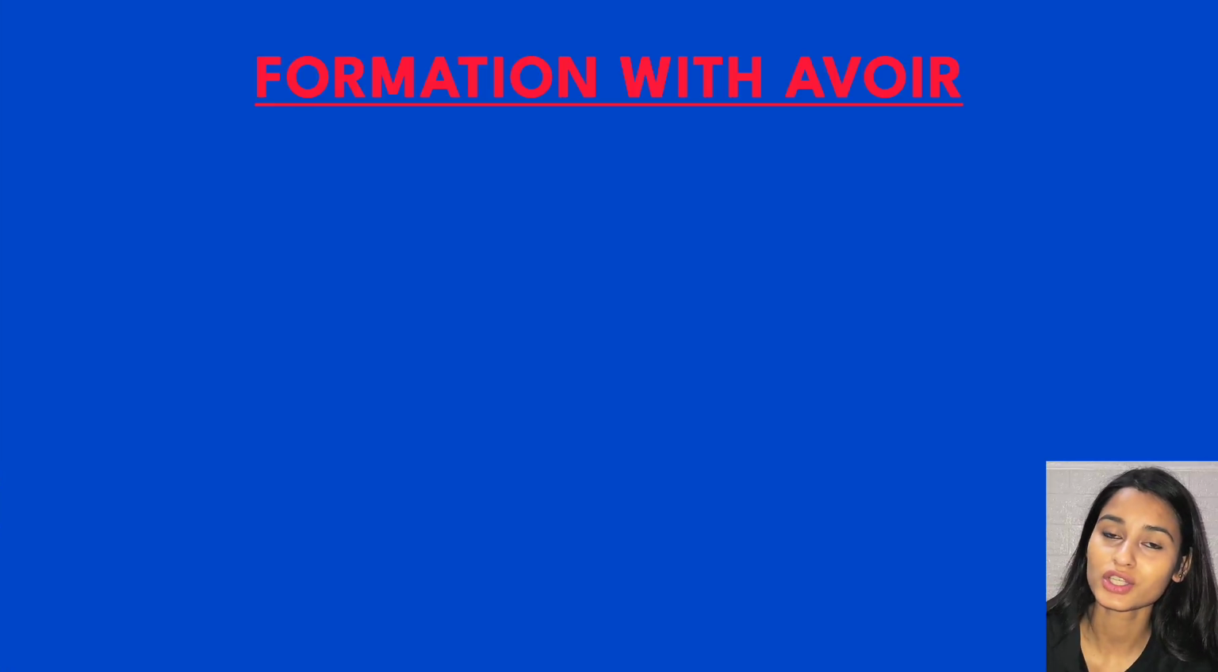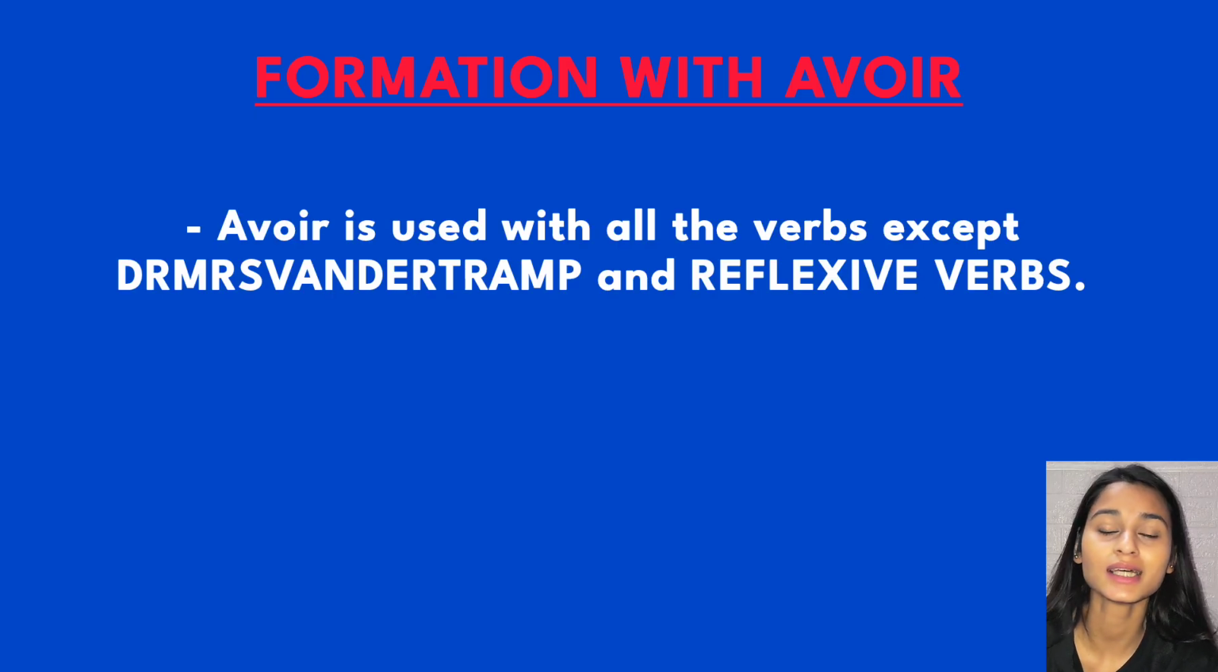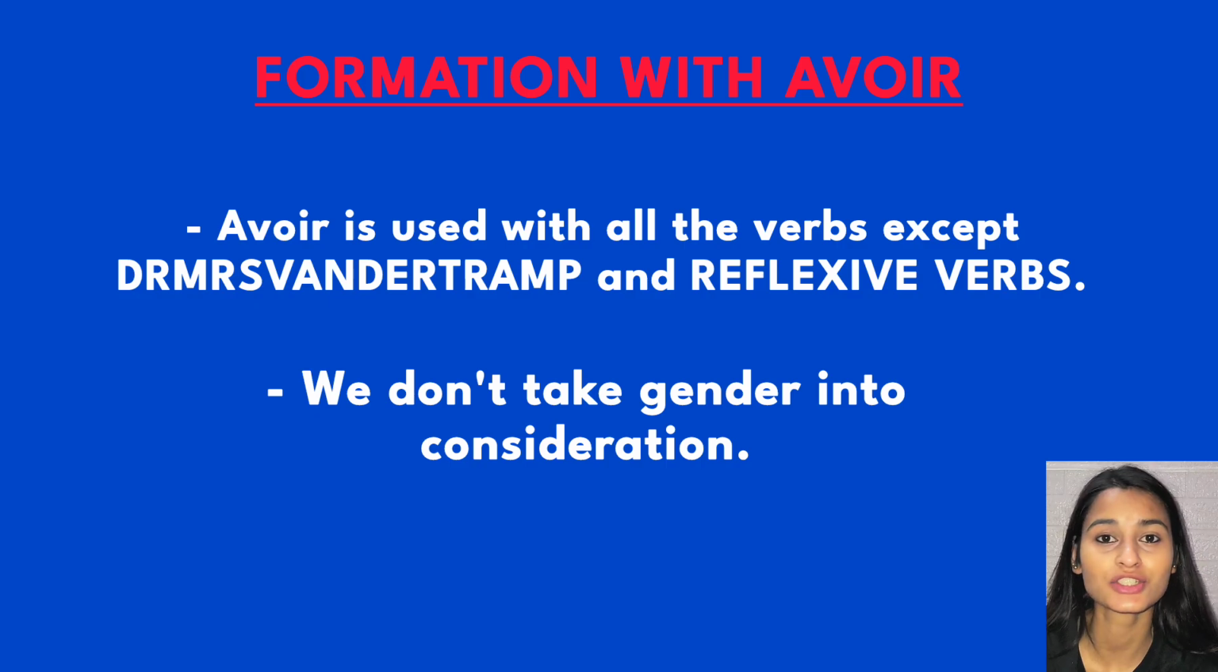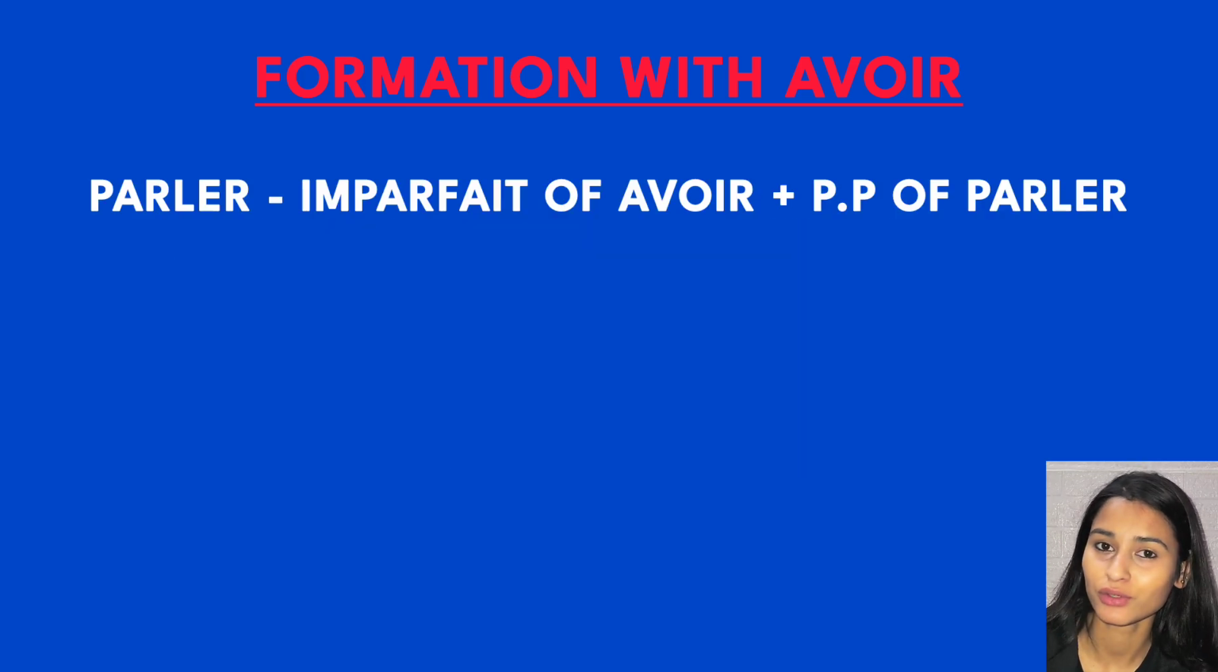Now let's see the conjugation in PLUS-QUE-PARFAIT by using avoir as an auxiliary verb. Avoir is used with the verbs other than the verbs that are used with être. And with avoir, we don't take the gender into consideration. So I'll take parler as a main verb and now let's conjugate it.